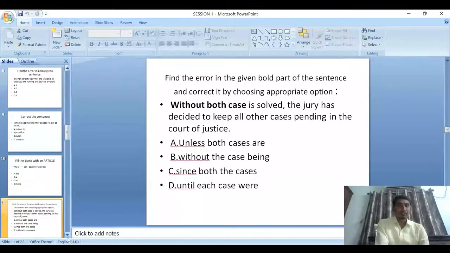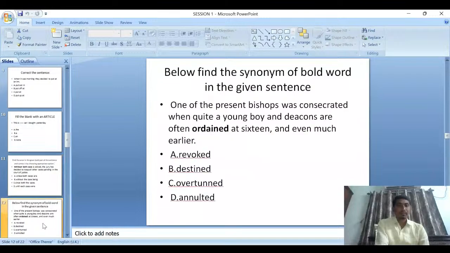Next one is: find the synonym of the bold word in the given sentence.